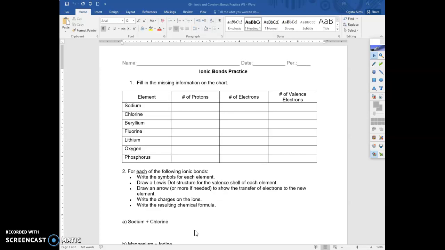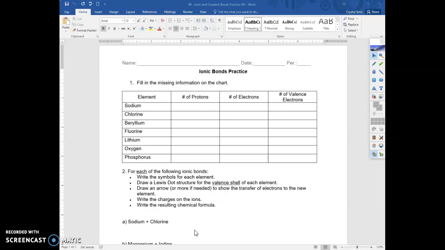Now, when I get to my number of valence electrons, we have a handy reference for determining how many valence electrons we have based upon the location of our element or our atom on the periodic table. Sodium is in group 1. If we look there, you can see on your periodic table that sodium is in group 1. All group 1 elements have one valence electron. So sodium would have one valence electron.